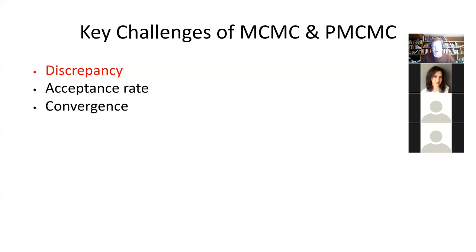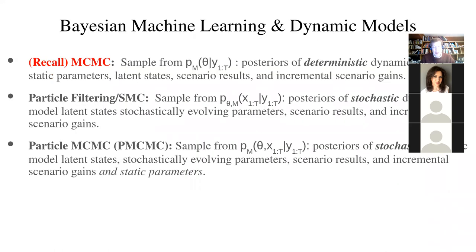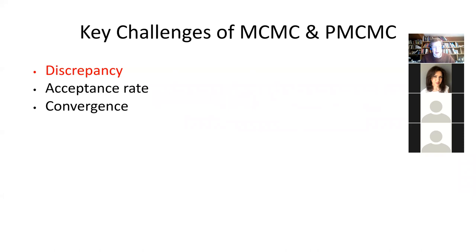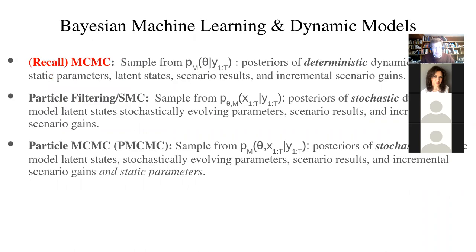Many of these are inherited from MCMC, but PMCMC offers some additional twists. So the first thing I want to talk about is discrepancy. Here we're trying to get a model that matches the observed data really well. You'll recall that with MCMC, we're trying to estimate parameter values given the data and given the model. With PMCMC, we're trying to estimate those parameters, but also the latent state, given the data and given the model.